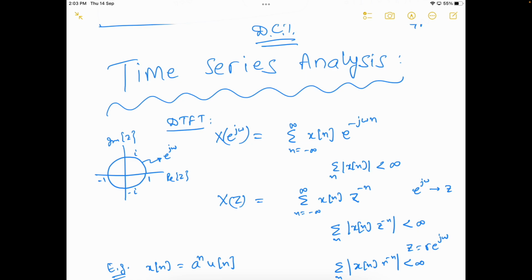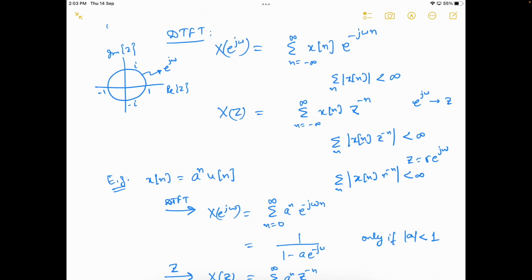Now, where does the concept of Z transform come in? Z transform is when my Z does not lie only on the unit circle, but can lie on the entire complex plane. My Z can be anywhere inside this complex plane. And then I have the concept of Z transform, and the advantage is that my series can converge. This series, a n e to the power minus j omega n, for e to the power minus j omega, may not converge.